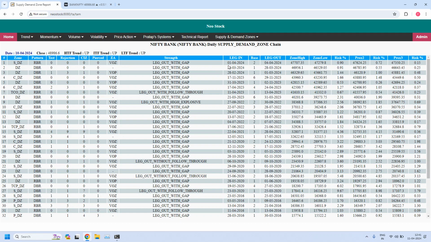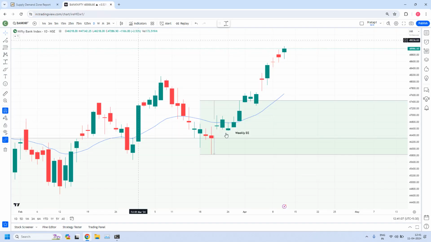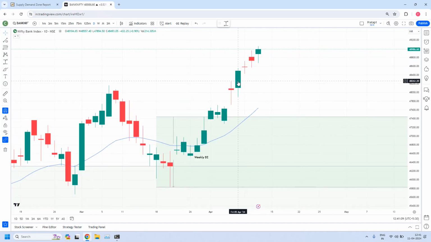This zone was created on 1st April 2024, with 2 base candles. Where is 1st April? This is the one, 1st April. See the hidden body. This is going to be a very big rally candle. And we have a base candle, a medium size candle, that is also considered as part of the base. And see here, this is a hidden body. If you add the hidden body, this is going to be a rally candle.